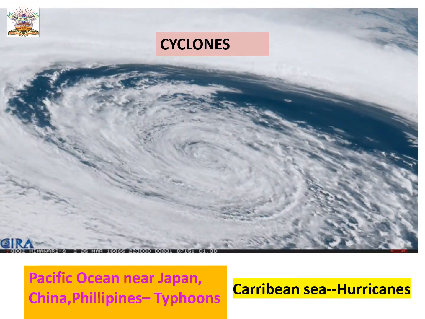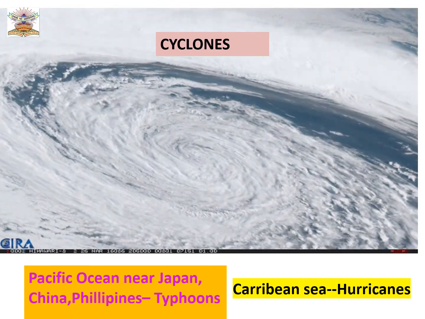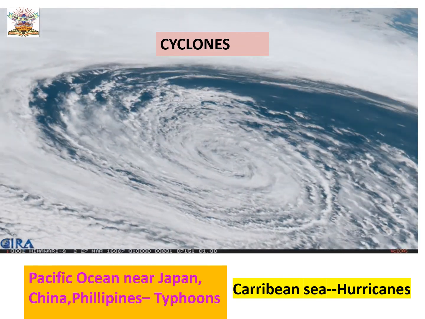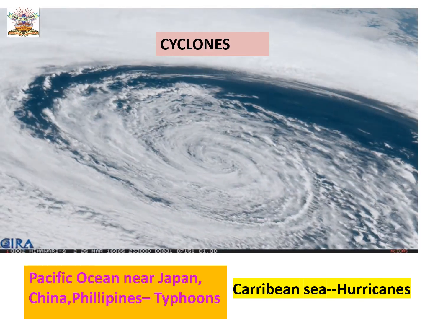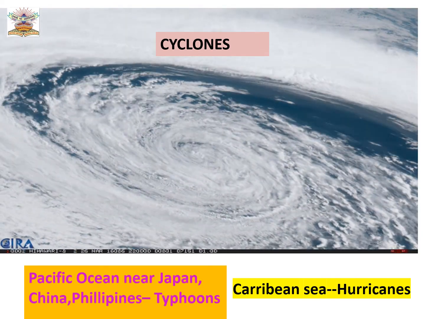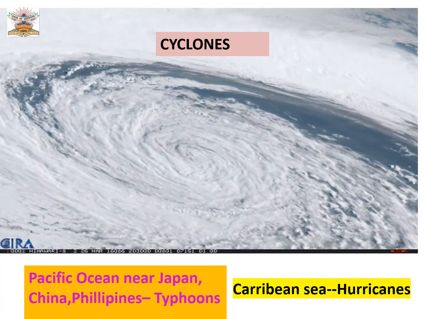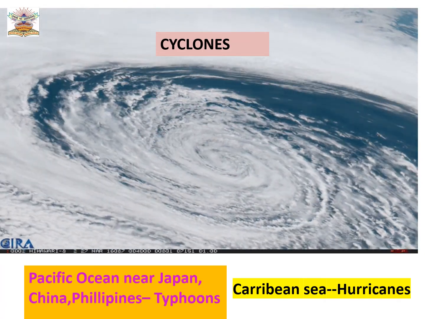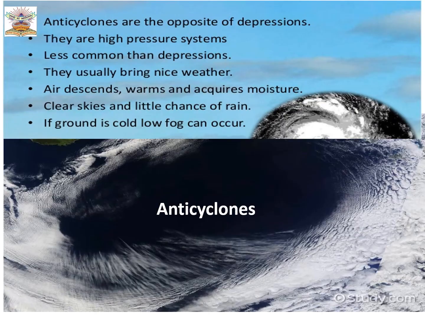Now the cyclones which occur in the western part of the Pacific Ocean, near the coast of Japan, China and the Philippines, are called typhoons. And these storms arise in the months between June and October. Due to the high velocity and the heavy rain, they are destructive. And the cyclones in the Caribbean Sea are known as hurricanes. They are also very destructive, children. We learnt about cyclones, children. Cyclonic winds are very, very destructive.